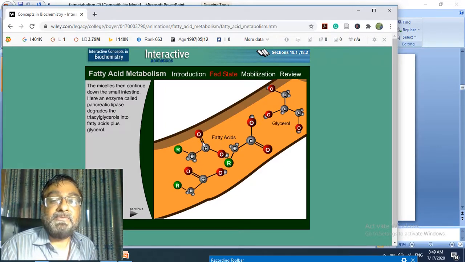You can see three fatty acids and one glycerol. The fatty acids have been removed from the glycerol part, so that now it can be absorbed into the mucosa of the small intestine. Mucosa is the part from where it will be absorbed.